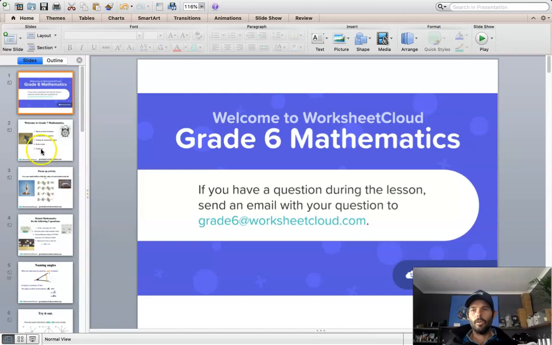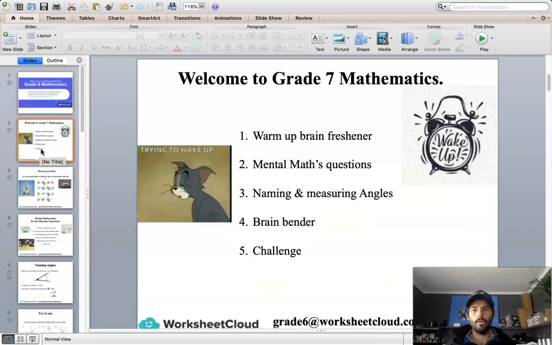Okay, so today we're going to continue looking at angles. Yesterday we looked at types of angles, so acute angles less than 90, obtuse angles between 90 and 180, reflex angles between 180 and 270, and then you've also got right angles which are 90 degrees.